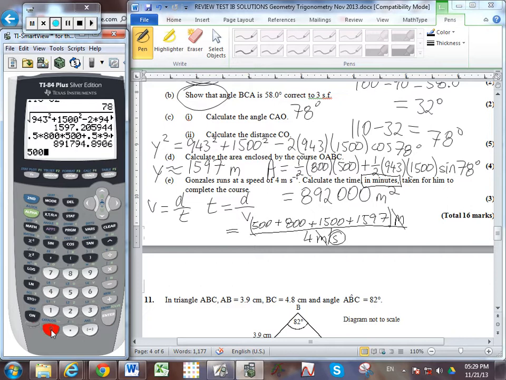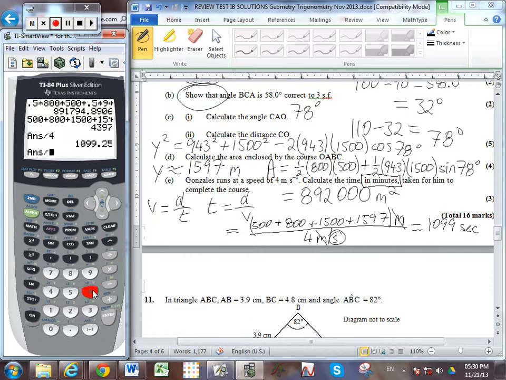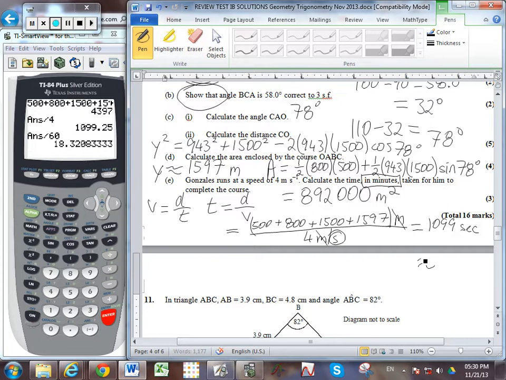Alright, so 500 plus 800 plus 1500 plus 1597. And that total, let's divide it by 4. So the total amount of seconds is about 1099 seconds. Let's divide this then by 60 in order to find out how many minutes this is. And if I round to three significant figures, I'm going to get approximately 18.3 minutes. And we've done, finally, number 10. Let's move on to number 11.